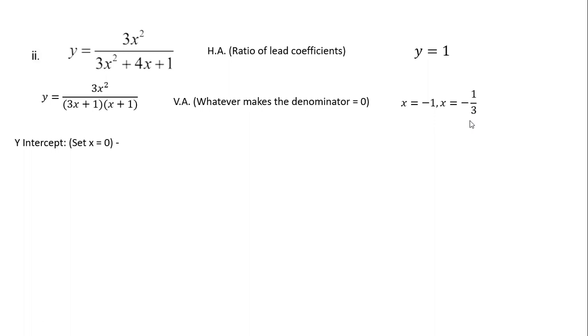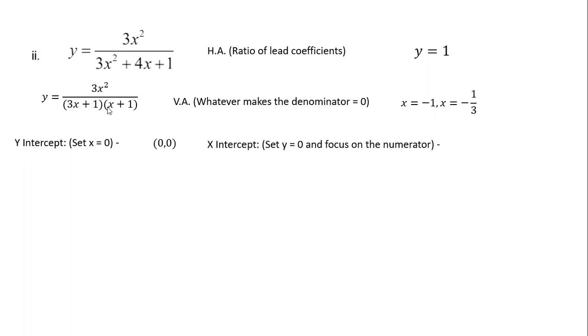Y-intercept, that's easy. That's just setting your x to 0. We did that in grade 9. In this case, if I put 0 for my x, the top becomes 0, the whole fraction becomes 0, the whole rational function becomes 0. So (0, 0), the origin, is going to be my y-intercept.